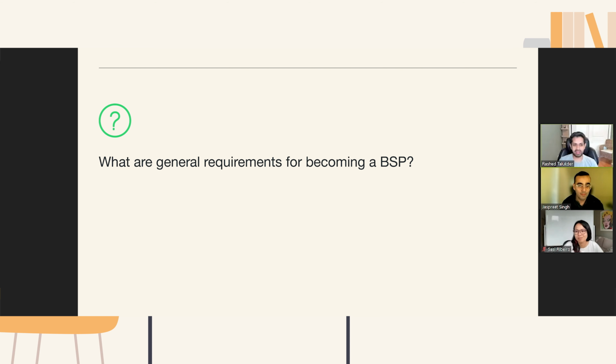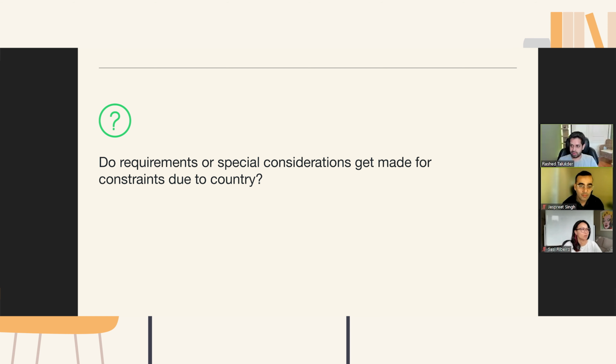Love it. That's a really clear, crisp answer that I think will help a lot of people understand why their application is being rejected, because that's a really important metric to understand and helps us set the stage. All right, cool. So for the next question, do requirements or special considerations get made for constraints due to country?